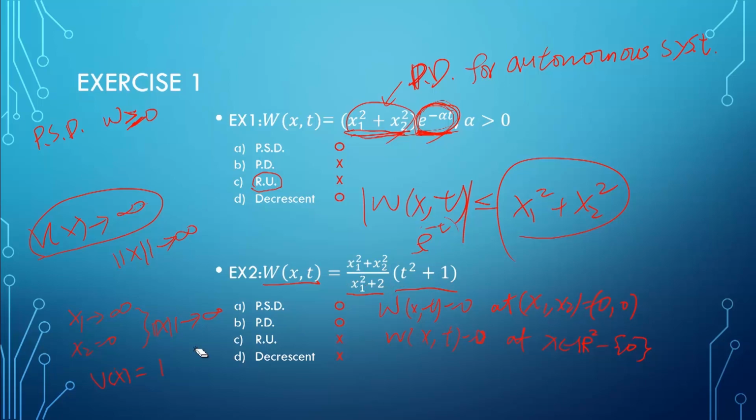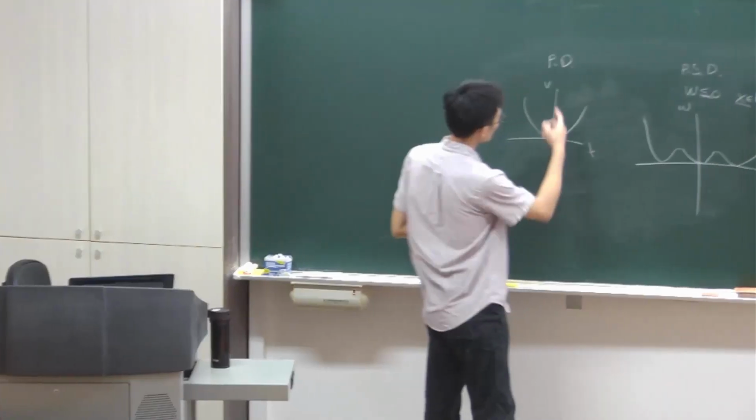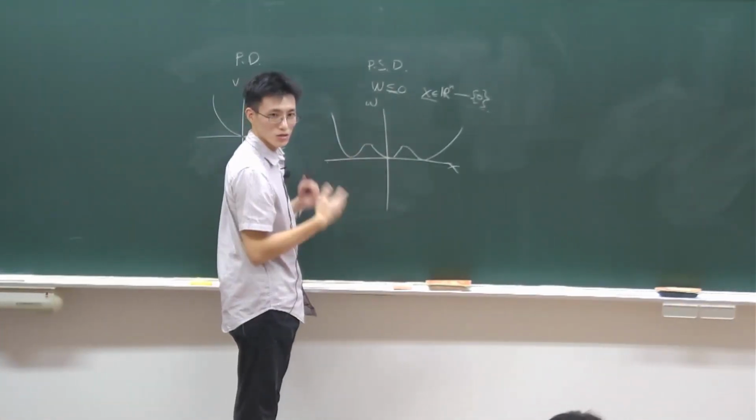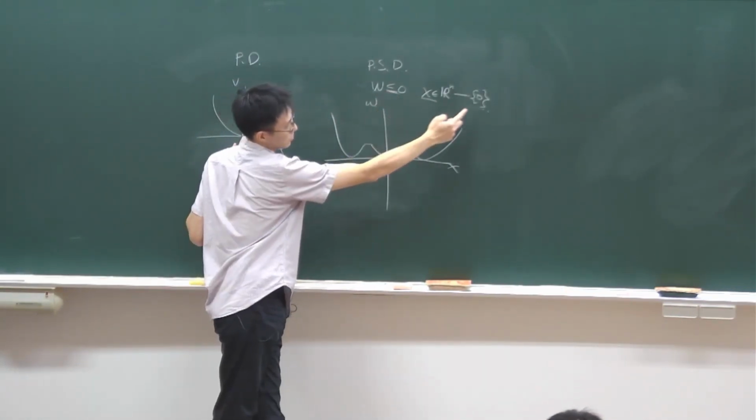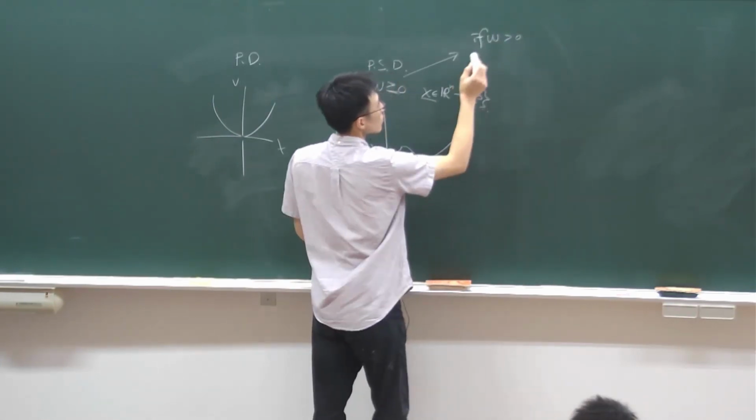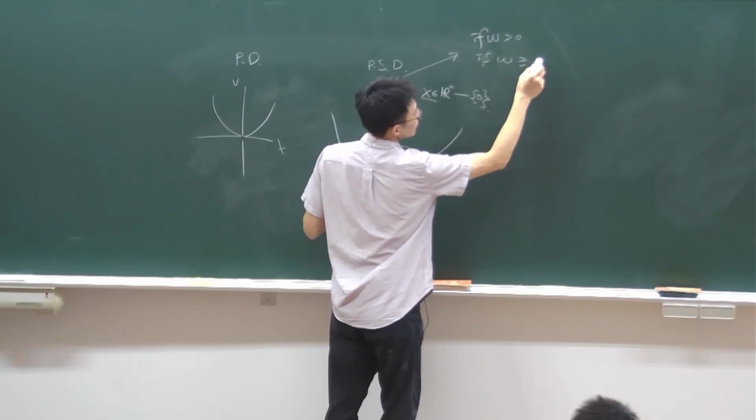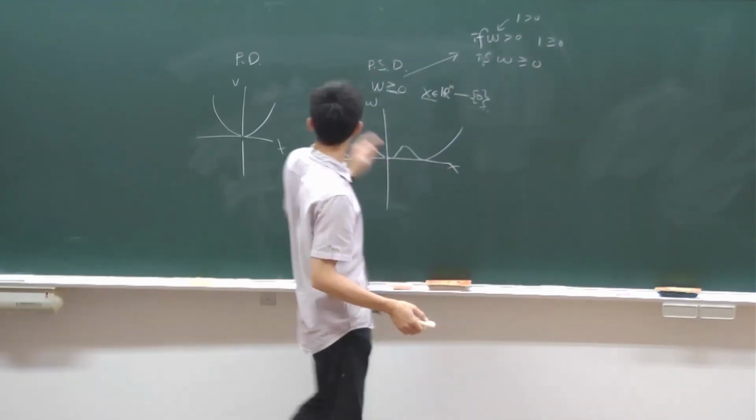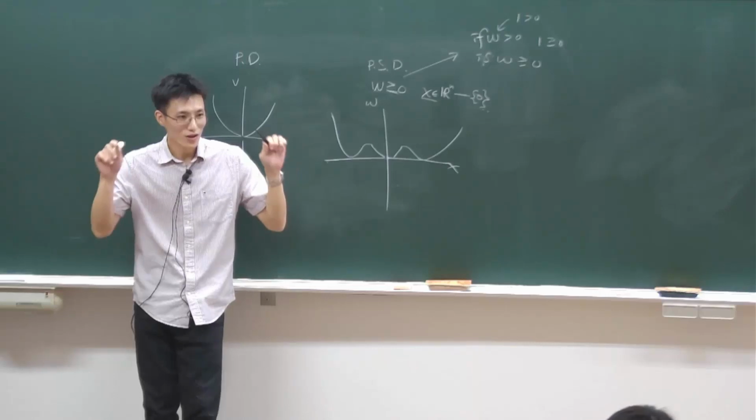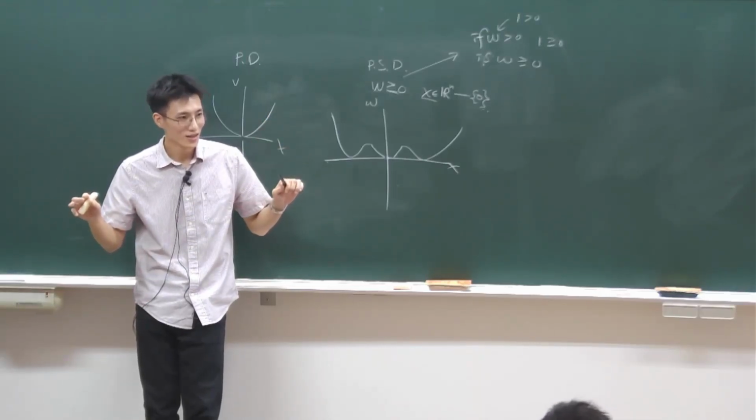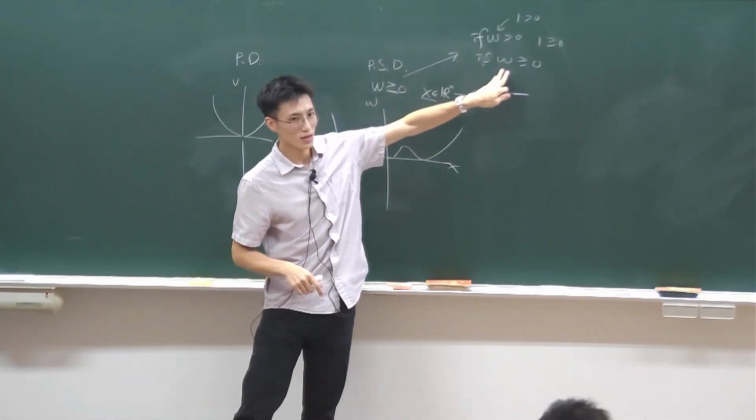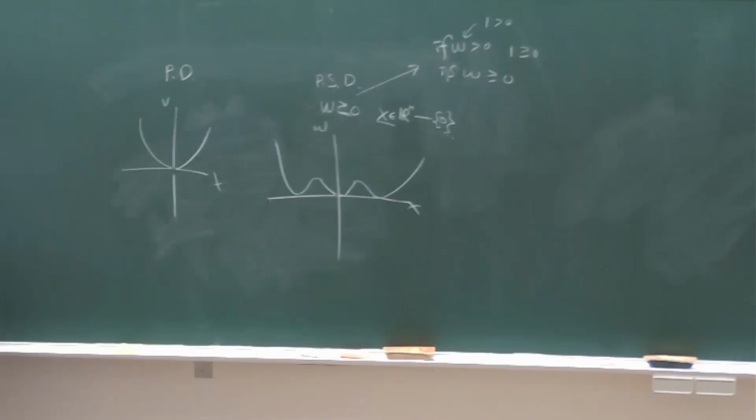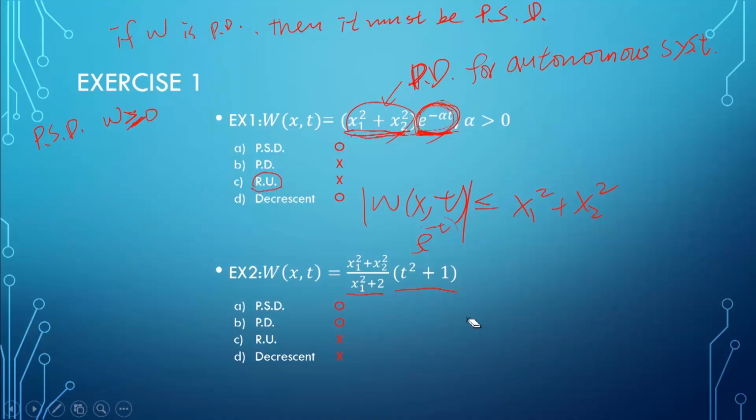If it's PD, then it must be PSD, but not vice versa, okay? The reverse is not true. If it's PD, it must be PSD, right? PD says it's 0 at 0, and PSD, the condition is more loose. Here is 0 at 0, so it's equal to 0, x is 0. Let me ask you a question. If W is greater than 0, is W greater than or equal to 0? Yes, right? For example, 1 is greater than 0, and 1 is also greater than or equal to 0. Greater than or equal to 0 doesn't mean equal to 0, and 1 is not equal to 0, but 1 is greater than or equal to 0. So if it's PD, it must be PSD. If you say it's equal, that would be wrong.